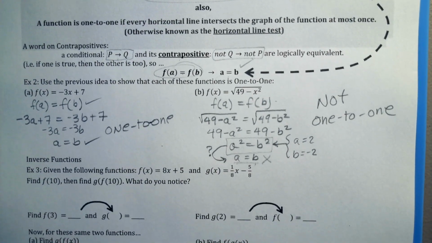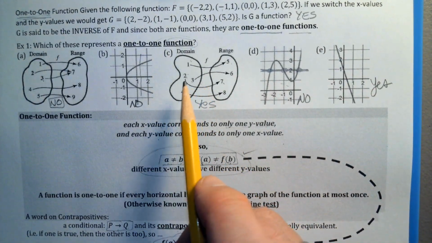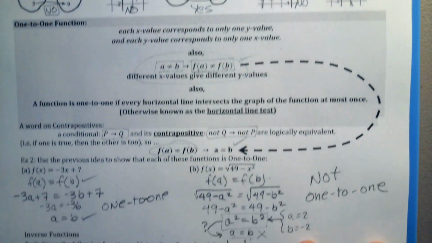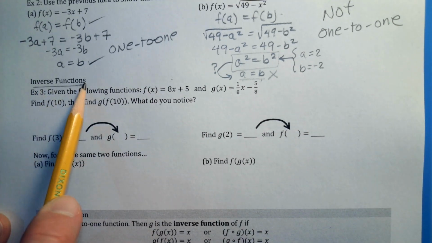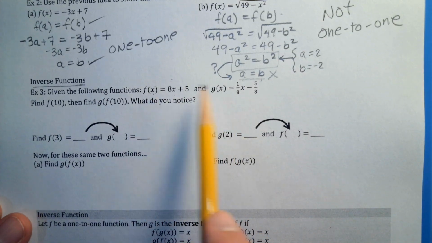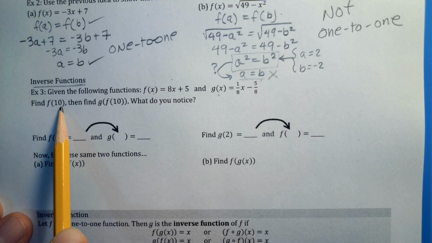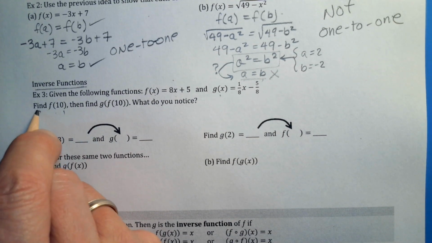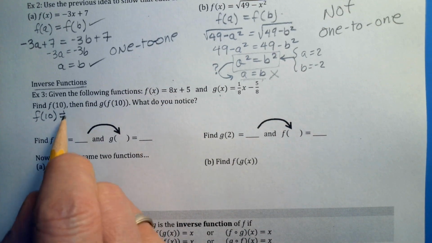So that's kind of a formal way of looking at it, but ultimately you really just need to be able to look at a graph and say whether it's one-to-one, and look at a mapping and see if it's one-to-one. Okay, so let's go on to number 3. Talking more now about inverse functions. So we're given a function f of x and another function g of x. So find f of 10 for me. So what is f of 10? You put a 10 in here, and I think you see you get 85.